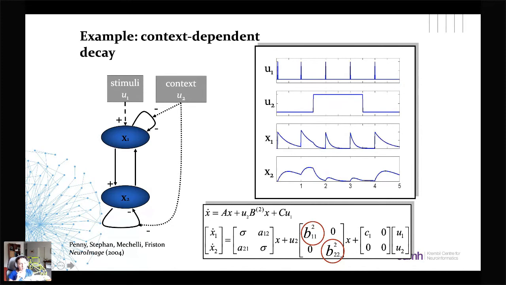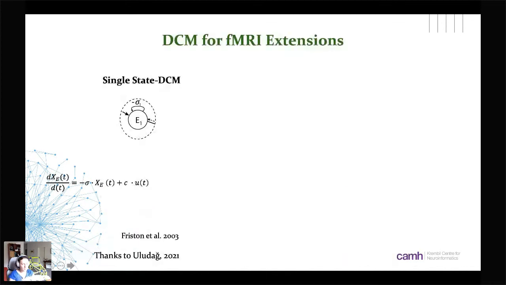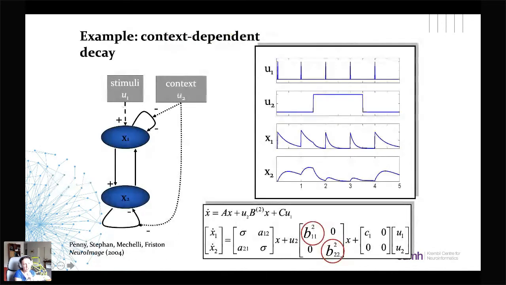Now this connects to the second region here, X2. Now the first region obtains the input first, and the contextual input U2 that we show here has this kind of sustained effect. This contextual input impacts the self-inhibitory connections, the negative connections for both of these regions.